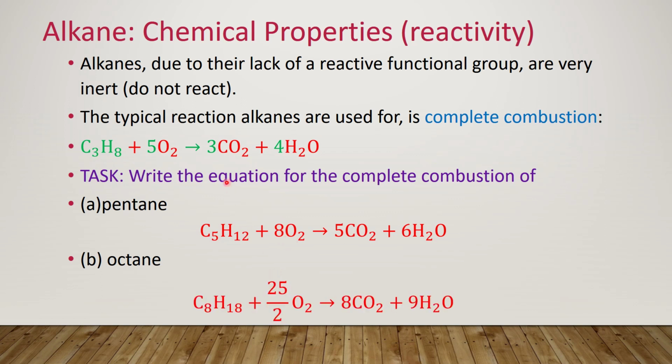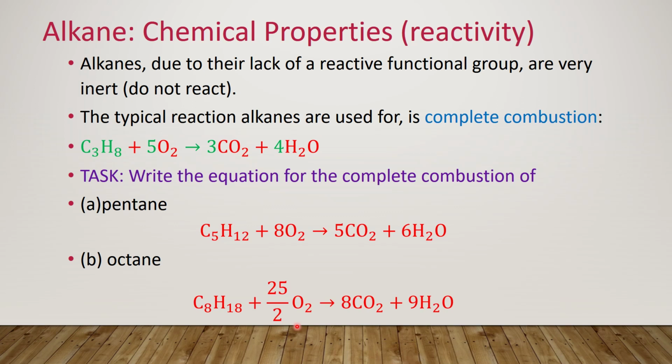Now with octane, interestingly, we balance by having 8 and 9 out the front of our carbon dioxide and water, but when we count up our number of oxygens, we achieve 25 oxygen atoms on our right hand side. But we just write it as a fraction in front of the oxygen. That is perfectly fine. It is not saying we have half an oxygen atom. Basically, they're just reacting in a ratio.